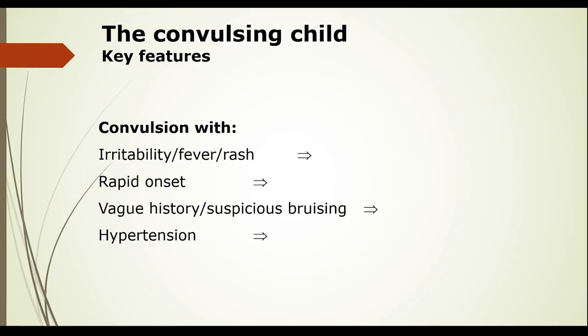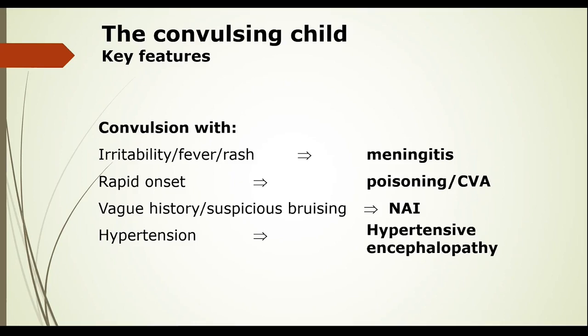So if the child is convulsing with irritability, fever, and rash, what would it be? You have to think about meningitis. Right. So if the seizure is rapid onset, you have to think about either cerebrovascular accident or poisoning. So if the history is vague and suspicious of bruising, you have to think about non-accidental injury. So if the child is having very high blood pressure, you have to think about hypertensive encephalopathy. Those are a few examples, right?